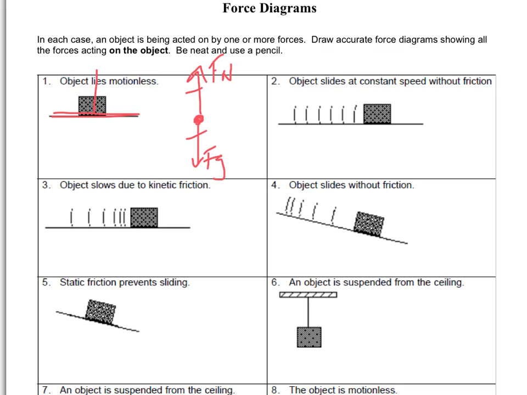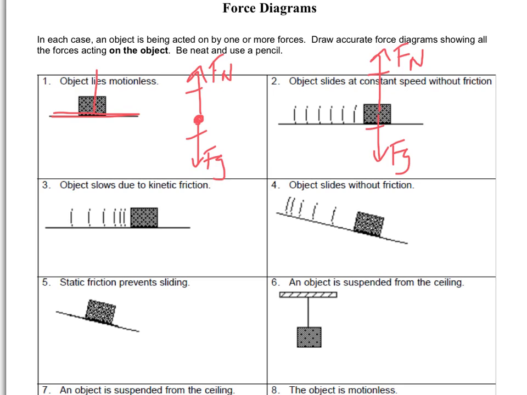Alright, for number 2, there's always gravity pulling down. There's the normal force from the ground pushing up, and this is like that one we did in class. There's nothing over here. Yes, it's moving this way, but there's nothing over here actually pushing it, so there's no other forces. So that means that's it. We know that these two must be the same because it's not accelerating up and down, and it's not accelerating this way either.